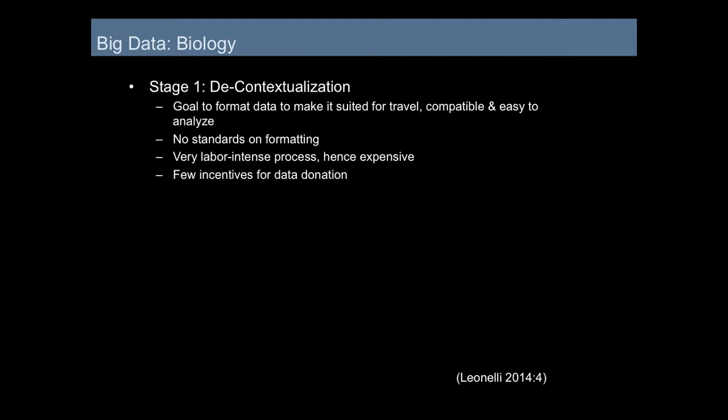That means it is also an expensive process because you would need to pay the researchers to do this type of formatting. Moreover, there are very few incentives for data donation, because if you think about the reputation economy of science, what counts really is that you publish papers in reputable journals, but not necessarily that you donate data to a database. Right?